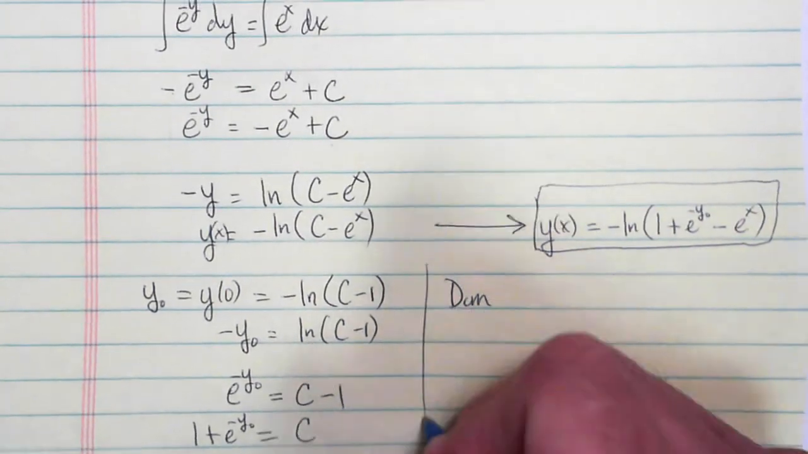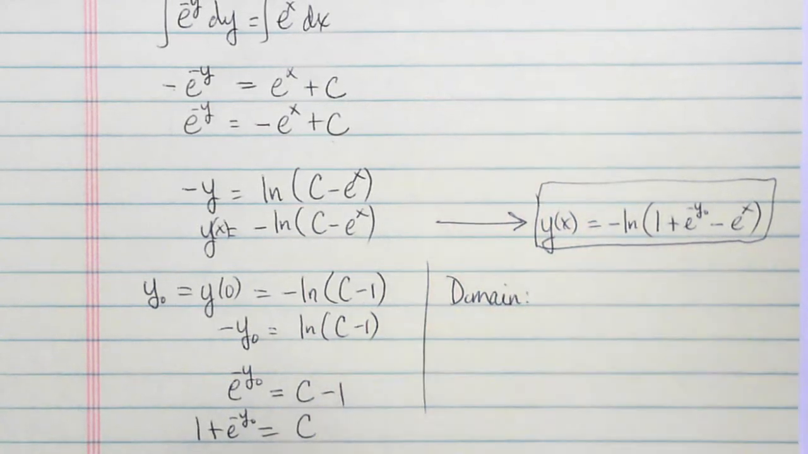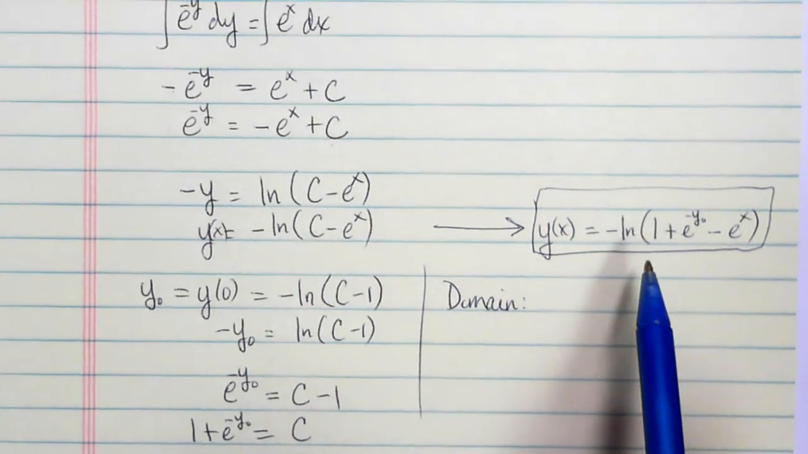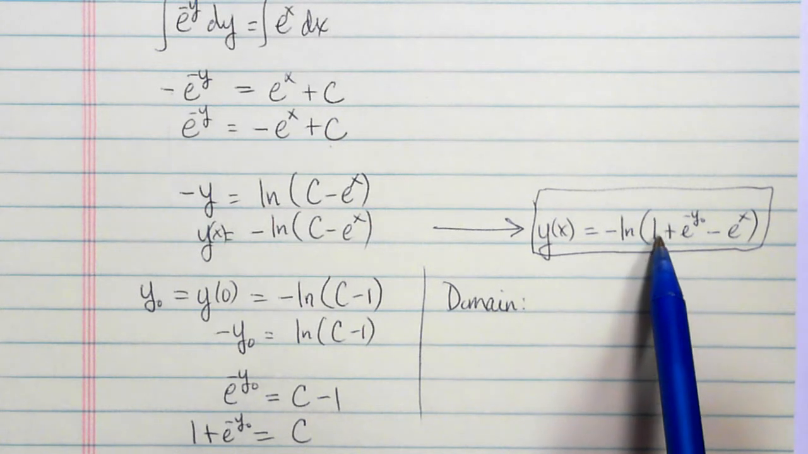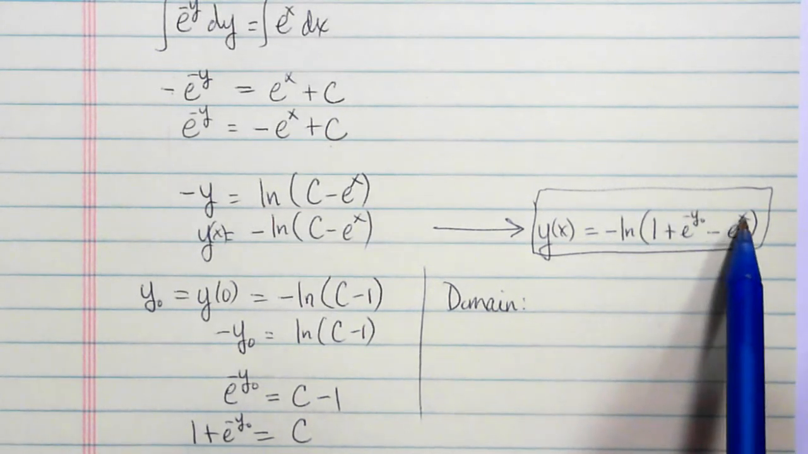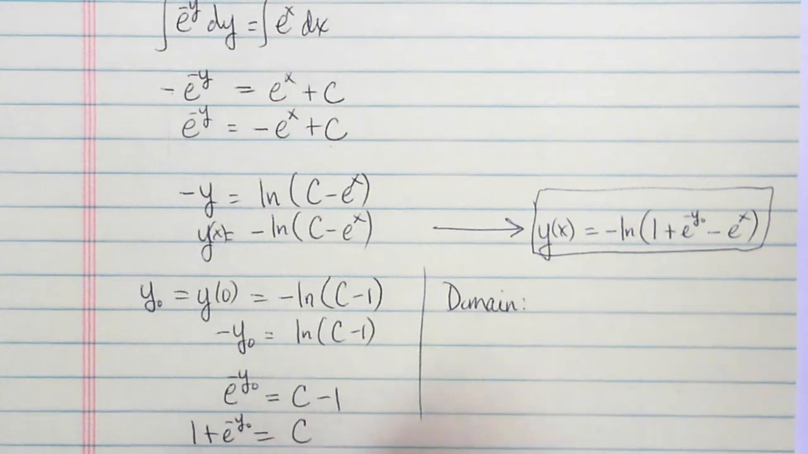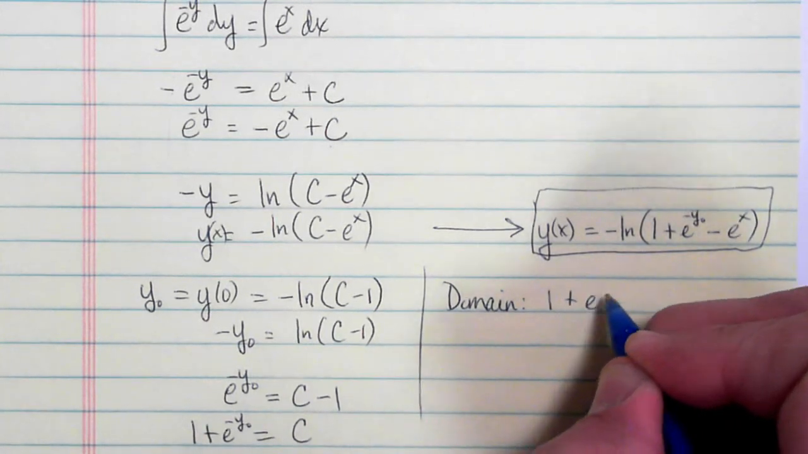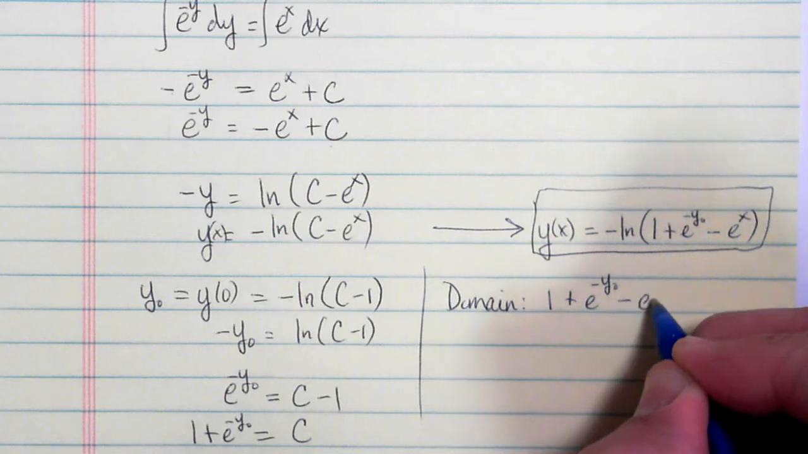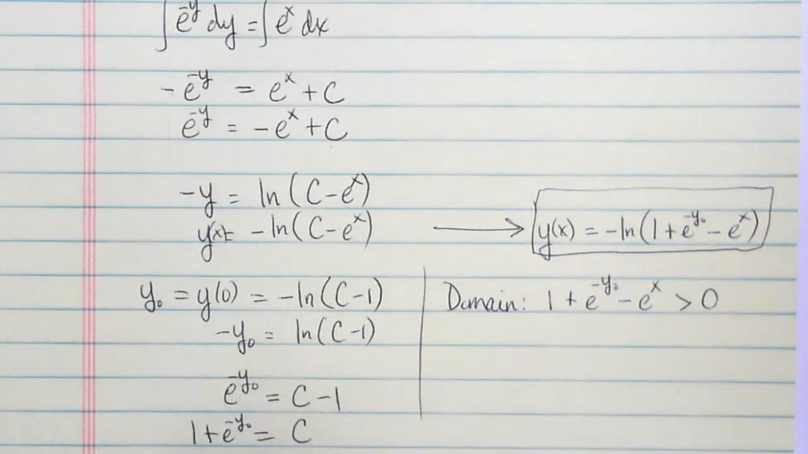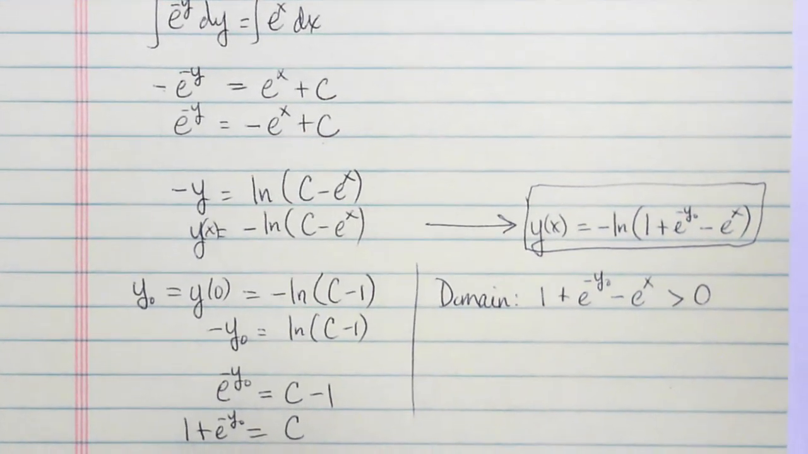Let's figure out the domain. The domain of this, well, where do I get in trouble with natural log? I get in trouble when I have 0 or less in here. I'm okay as long as the thing inside the natural log is greater than 0. So 1 plus e to the minus y naught minus e to the x has to be greater than 0 for this to be defined.